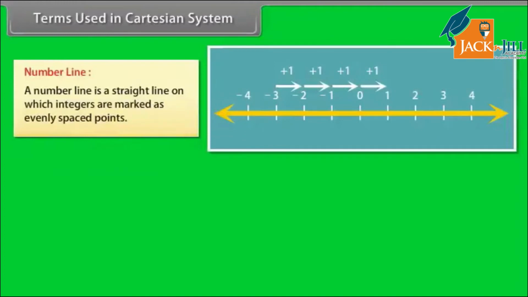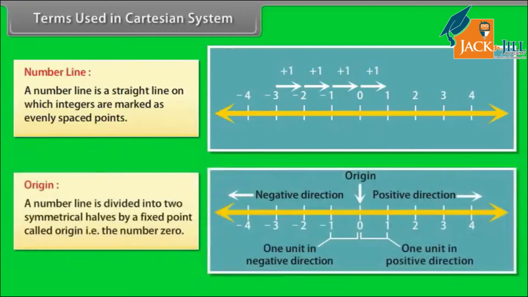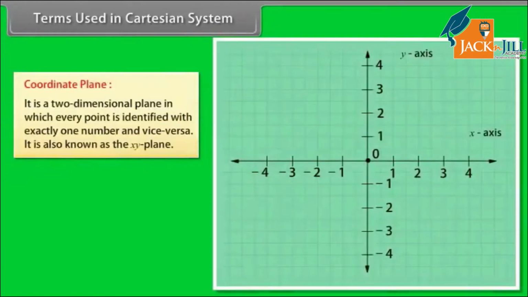Terms used in Cartesian system. Before going further, let's look at some definitions. A number line is a straight line on which integers are marked as evenly spaced points. Origin. A number line is divided into two symmetrical halves by a fixed point called origin, that is, the number 0. Coordinate plane. It is a two-dimensional plane in which every point is identified with exactly one number and vice versa. It is also known as the xy plane.